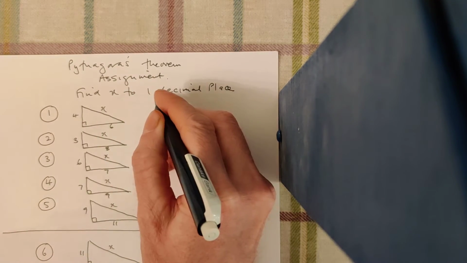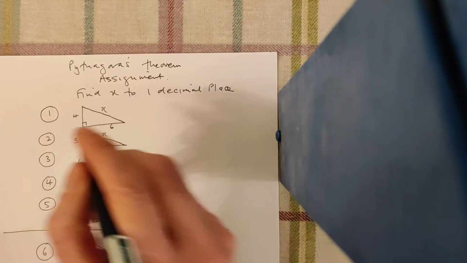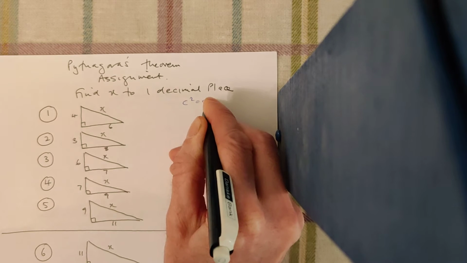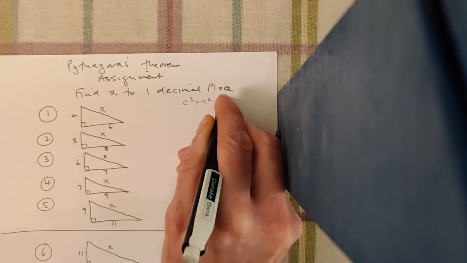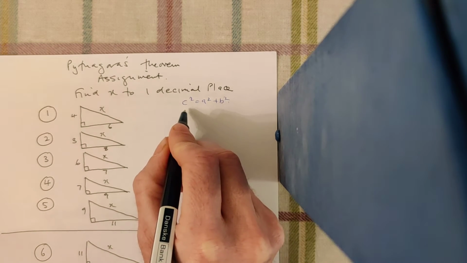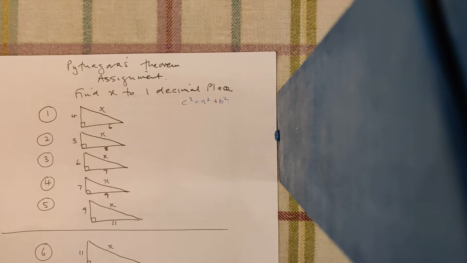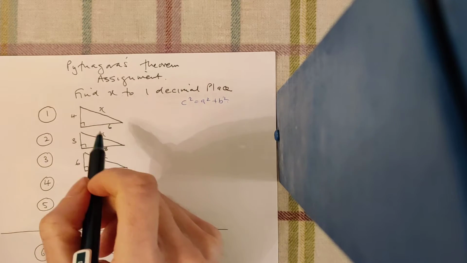So the formula that I'd given you before for Pythagoras' theorem was c squared equals a squared plus b squared, where c is the hypotenuse, and as I explained in the previous video, the hypotenuse is the side opposite the right angle, or it's the longest side, and a and b are the shorter sides on the triangle, and it doesn't matter what order they're in. So you can have one as a and one as b, or you can switch them around.